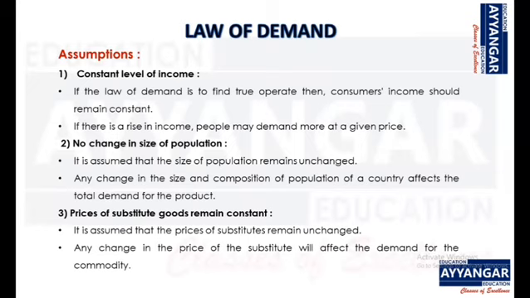Third point is price of substitute goods remain constant. Let's understand the exact meaning of substitute goods. Substitute goods are those which can be used in place of another, like Coke and Pepsi, or tea and coffee. If one good is not available, we can go with some other good. So we should remember the price of the substitute goods also should be the same. There should not be any change in the price of the substitute goods, because the price of other closely related goods can influence the demand of our product which we are testing in the law of demand.